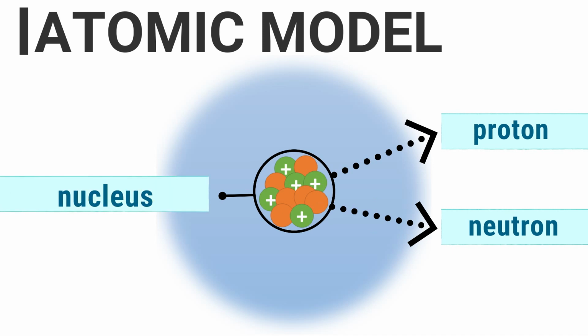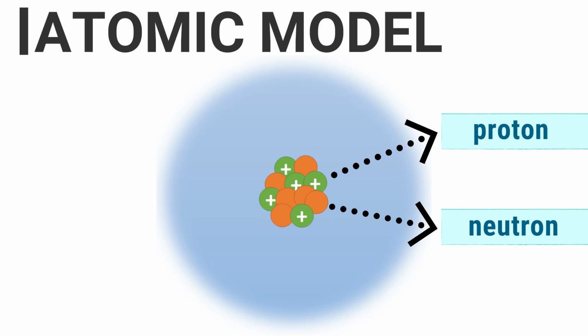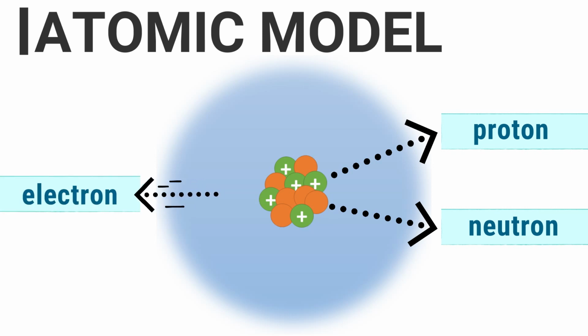Almost all the mass of an atom is concentrated in the nucleus, whereas the electrons, the blue region, move around the nucleus. The electrons are not illustrated because they are so tiny compared to the nucleus.